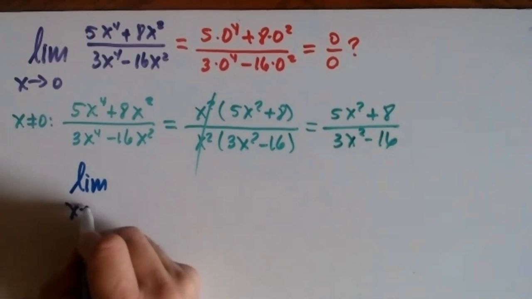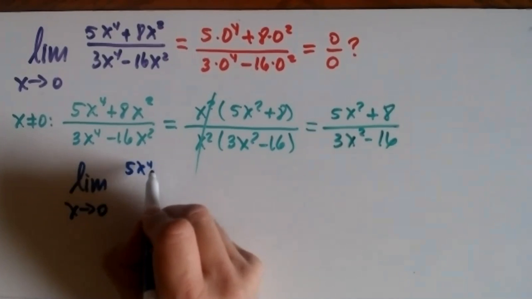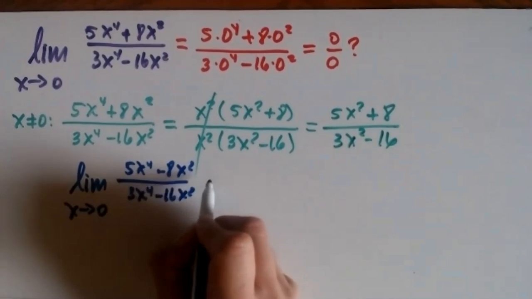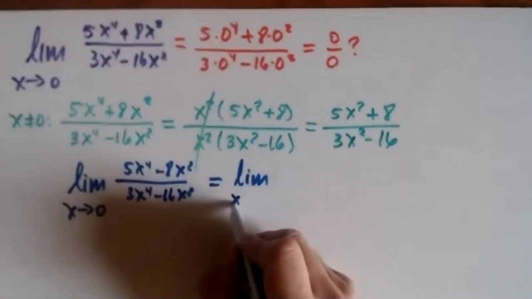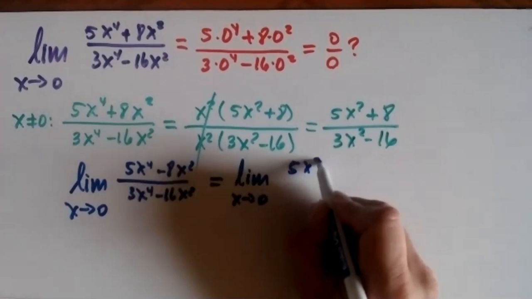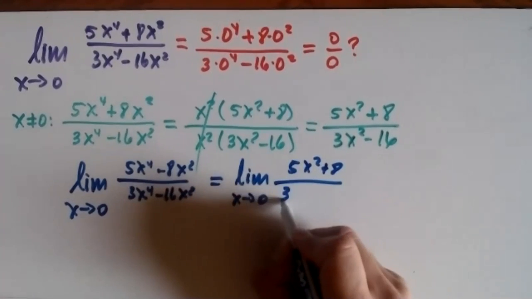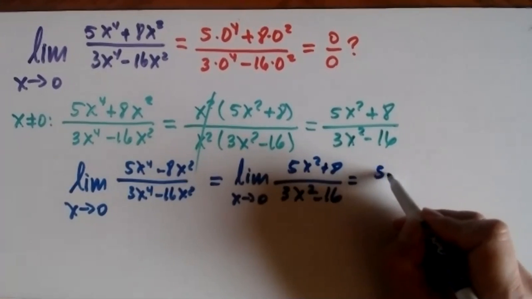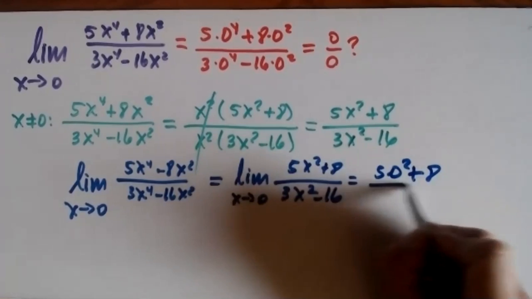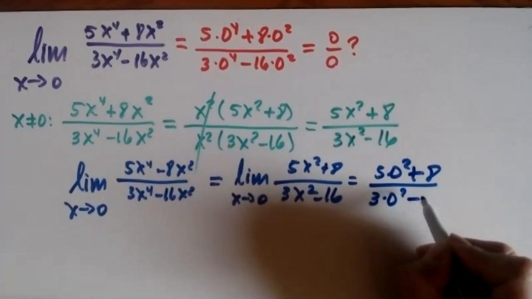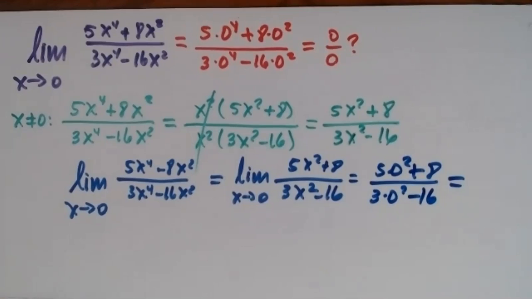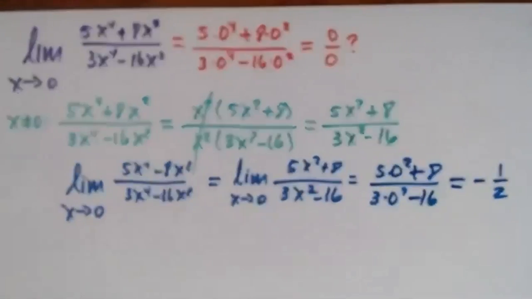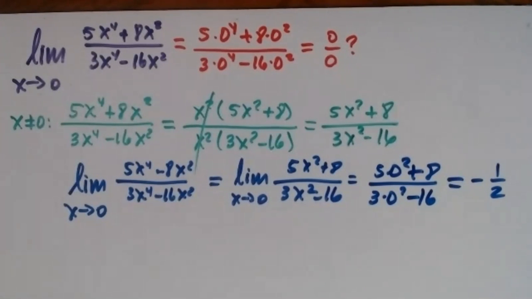The limit, when x approaches 0, of 5x to the 4 plus 8x squared over 3x to the 4 minus 16x squared is the limit at 0 of 5x squared plus 8 over 3x squared minus 16. And then you evaluate. So 5 times 0 squared plus 8 over 3 times 0 squared minus 16. My answer is negative 1/2. Correct? Okay.